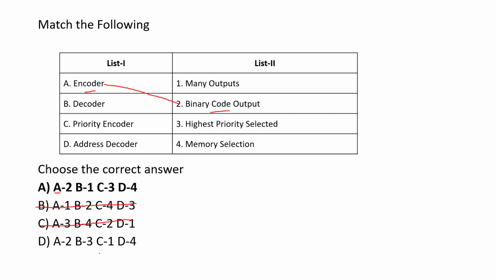Okay, I have two choices. Now D equals 4 is given, so no need to work it out. The address decoder is for memory selection. In this type of question, this is the correct answer they have given. So we have to check B and C only. If you know B, the answer will be fine. A decoder means many outputs, that we know. Priority also means the highest priority is selected. That's all, so this is my answer. Like this, we have to work it out. So the elimination method is very useful for match the following questions.